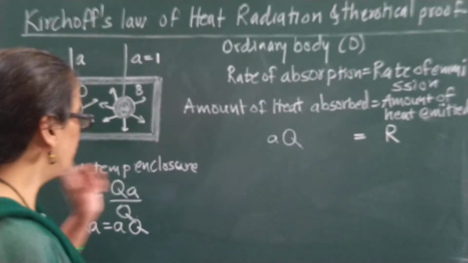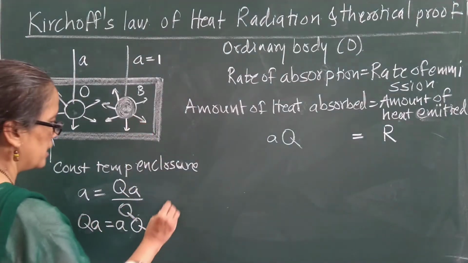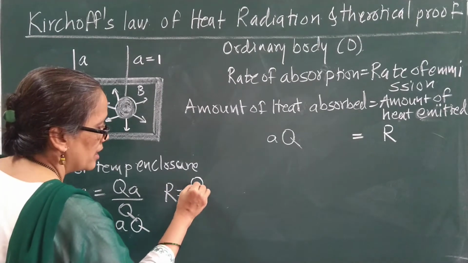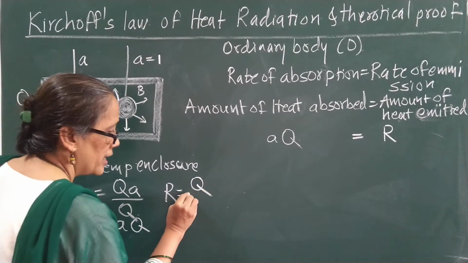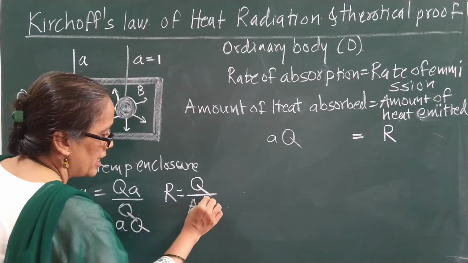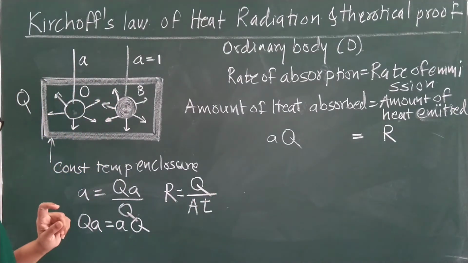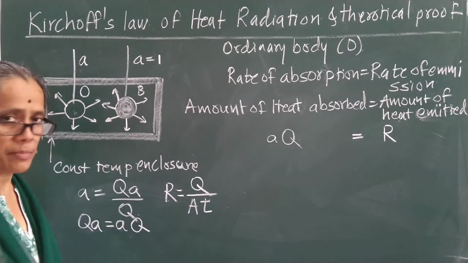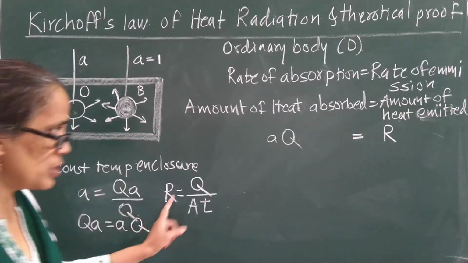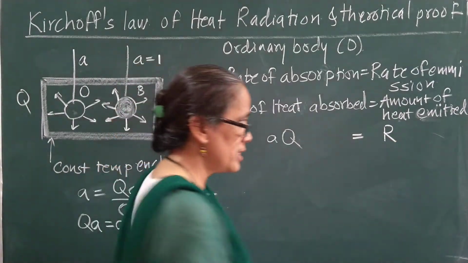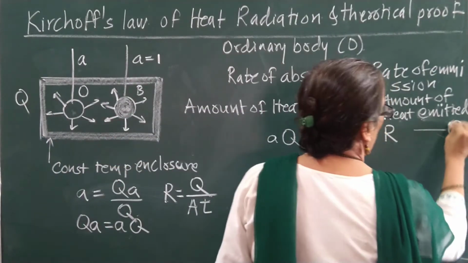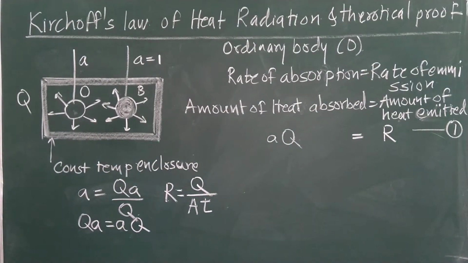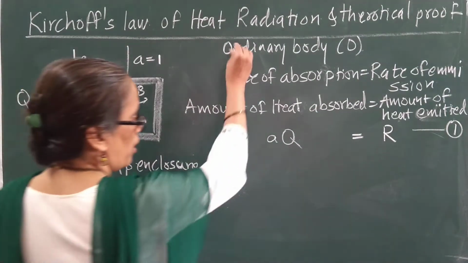Is it right? If you are remembering, I will write the formula here. We have seen emissive power can be written as the amount of heat emitted per unit area per unit time. That is nothing but the amount of heat emitted. That is emissive power, so emissive power is nothing but R. So this is my equation for the ordinary body. Got it? Similarly, now I can write down the equation for the black body.